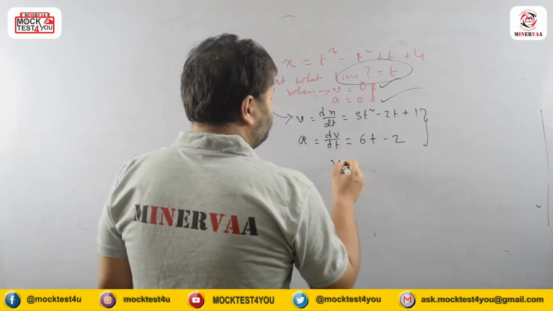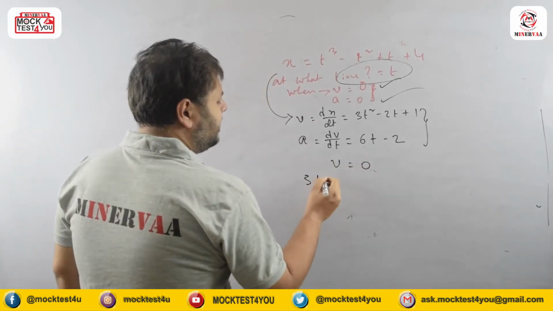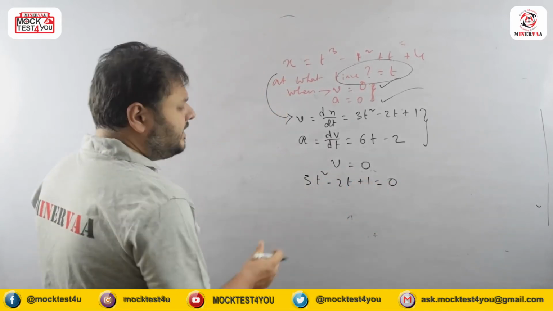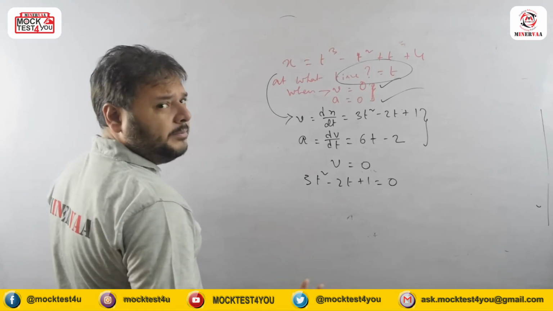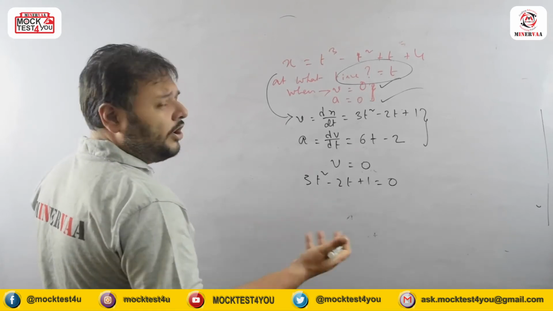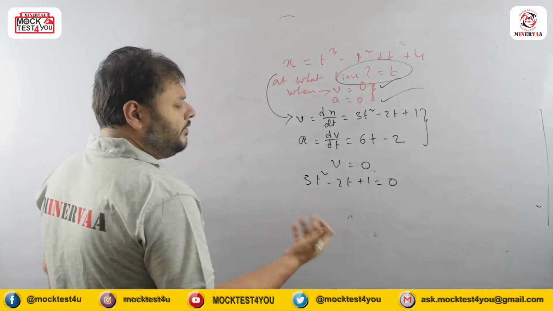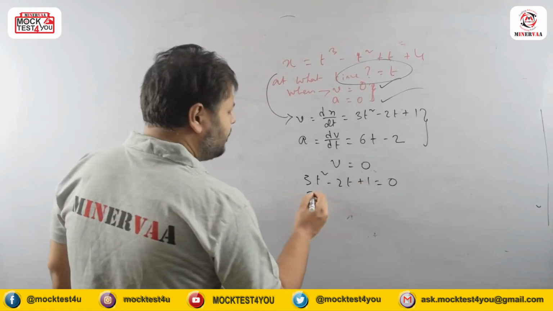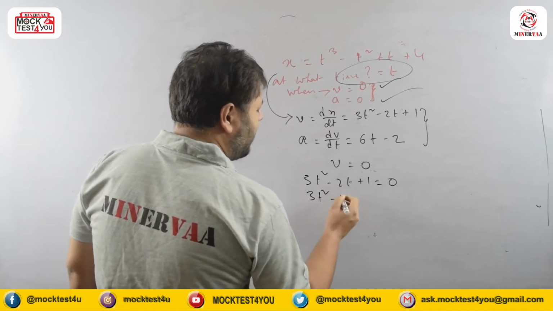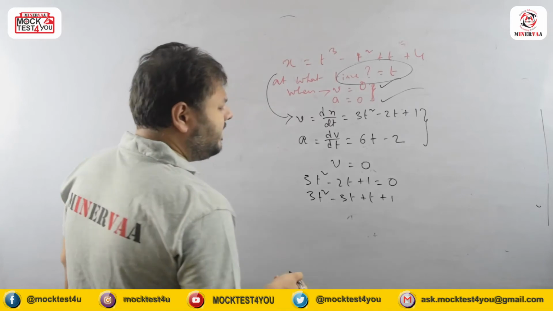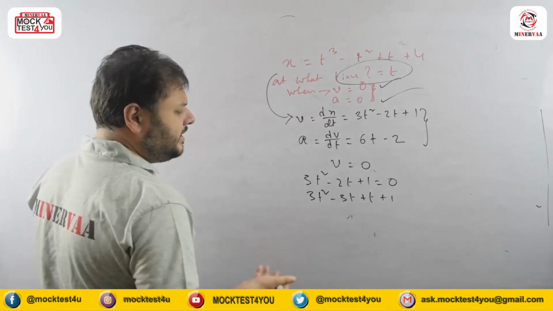So if we put v equals 0, then 3t square minus 2t plus 1 equals 0. Then it will be solved either by middle term factorization if it is possible, or by Sridharacharya's formula. So it's 3, and we can split it like 3 minus 1: 3t square minus 3t plus t plus 1. So ultimately it is not working, because it's minus 3t plus t.